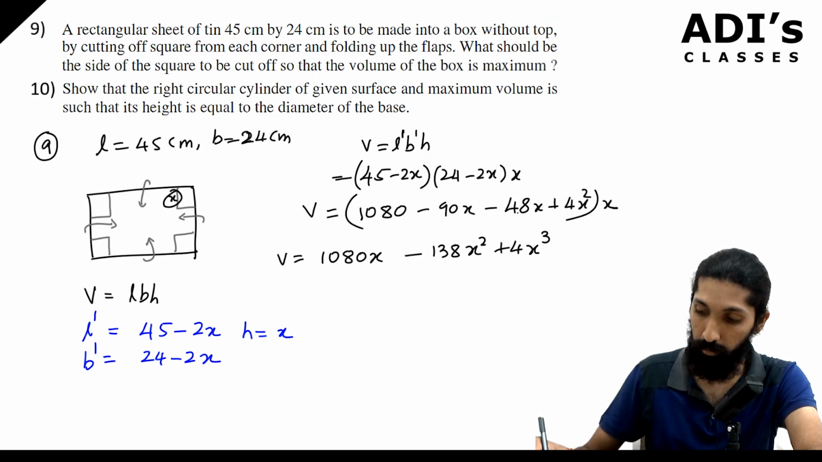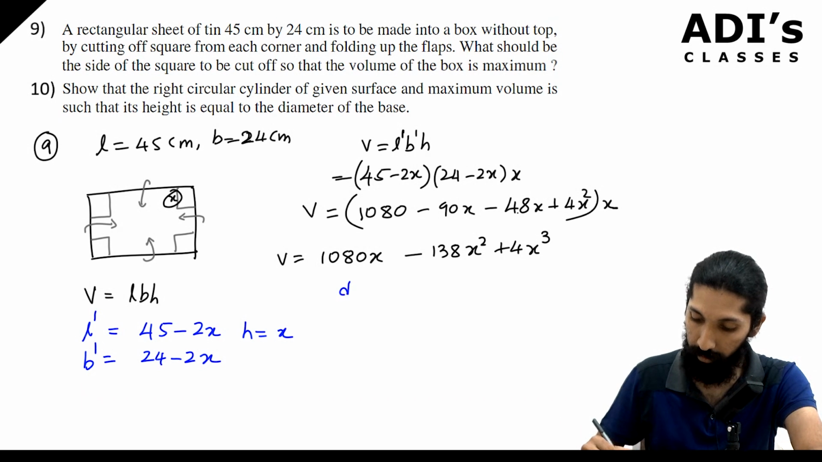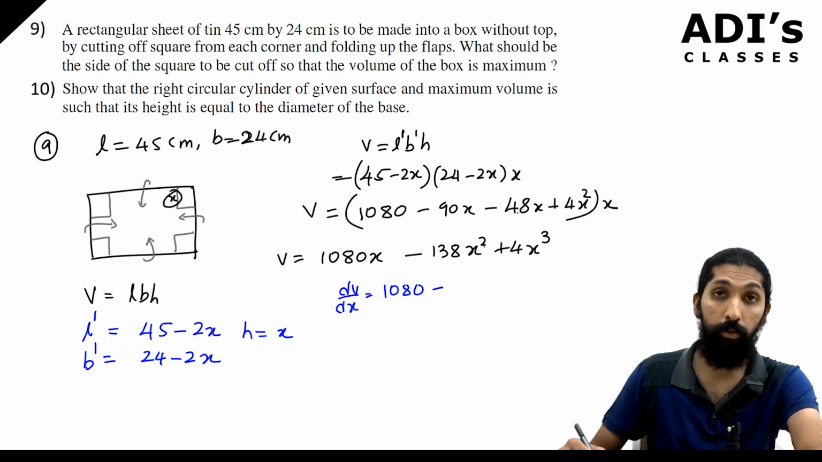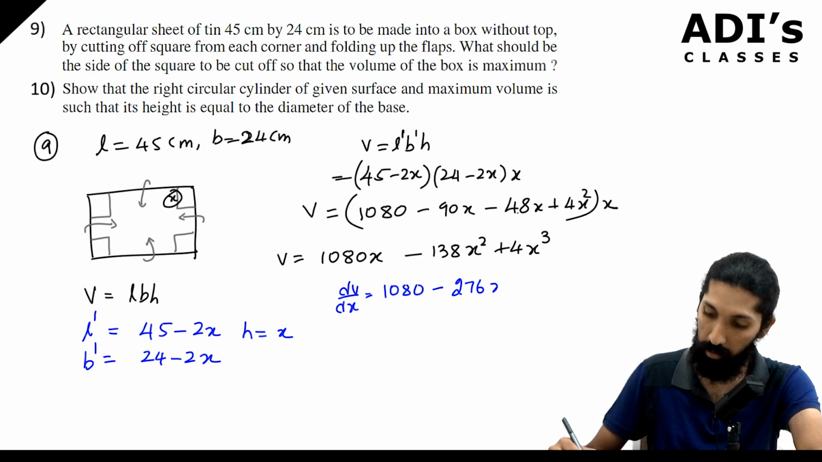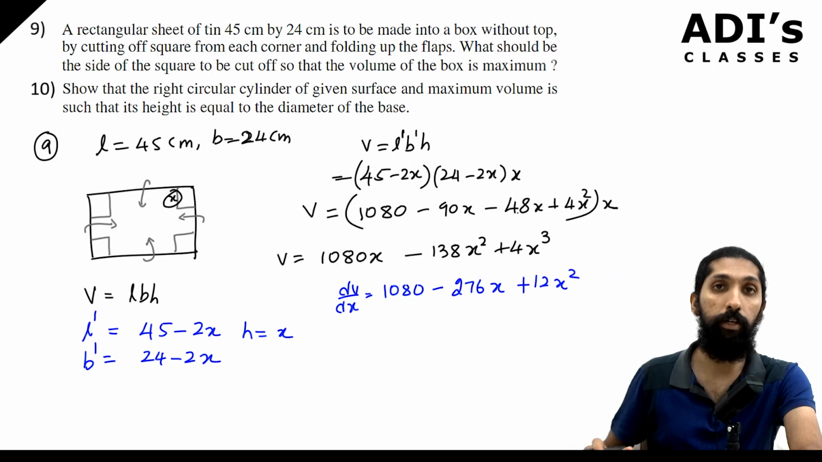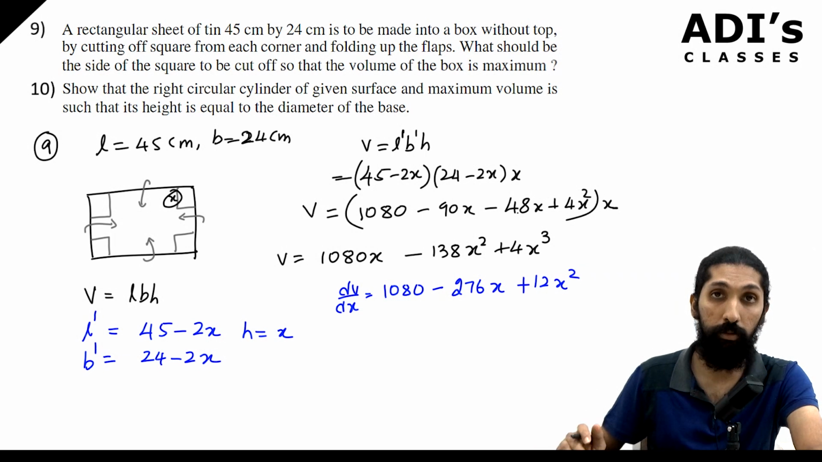So what we have now is you're going to do dV by dx, which is 1080 minus 138 into 2, which is 276 plus 12x square. Guys, now we need to equate this to 0, get the value of x, isn't it? So let's do that part now.